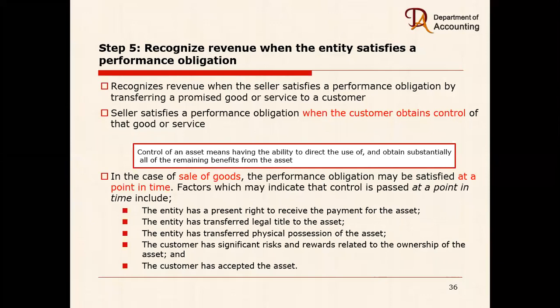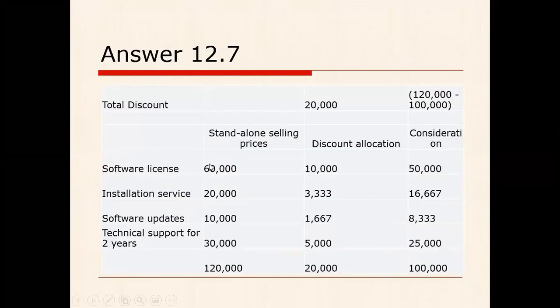That is the point where the customer obtains the control of the goods or service. So that is the point where the revenue must be recognized. Considering the previous example, once the customer takes the control of the software license, you consider that you have delivered the performance obligation. Once you deliver the installation service, once the customer gets the control of that particular service, that is the point where you consider the revenue is recognized.